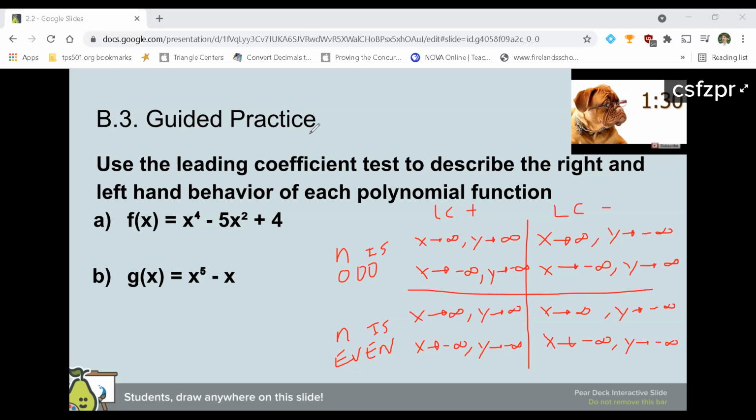I'm gonna walk around. If you need any help, just stop me. Also, I put the little table up here on the thing.